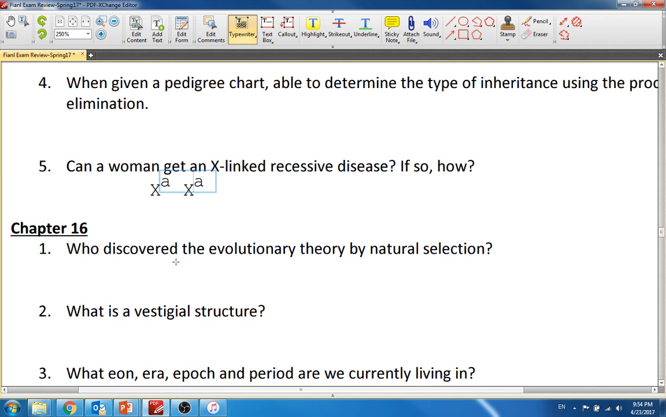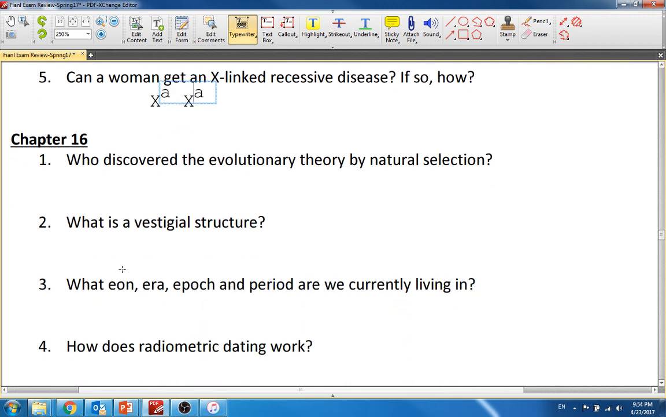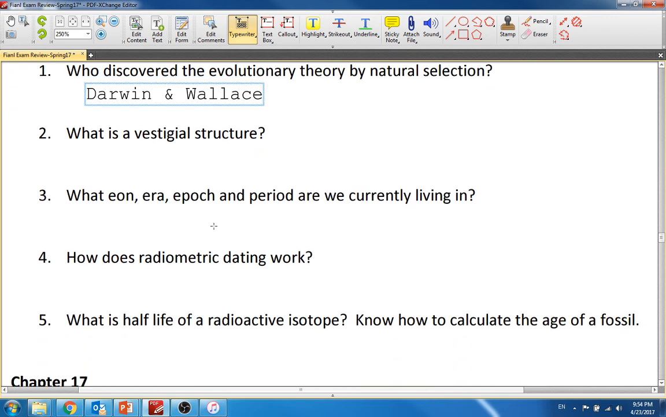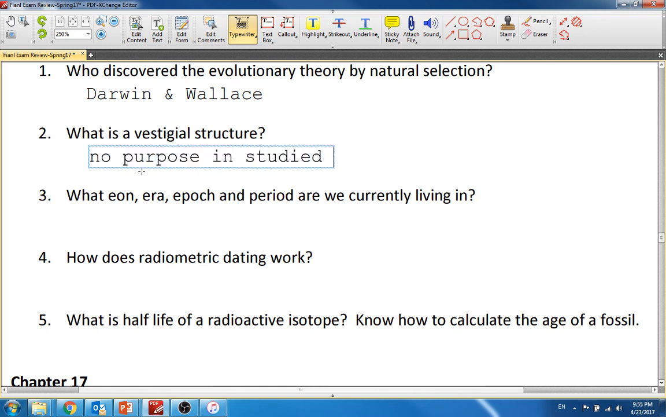Chapter 16, question number 1. Who discovered the evolutionary theory by natural selection? There are 2 scientists who discovered it. Remember Charles Darwin, and also remember Alfred Russel Wallace. Question number 2. What is a vestigial structure? This is a structure that's fully functioning in some animals, but not functioning in the species that you're studying.